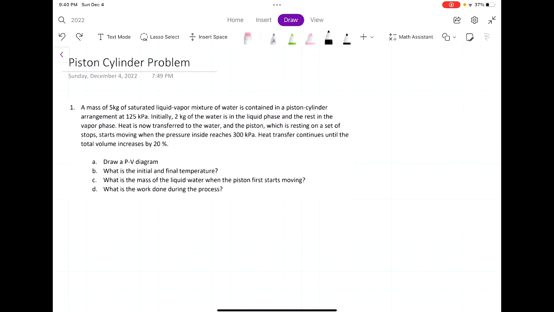vapor phase. Heat is now transferred to the water, and the piston, which is resting on a set of stops, starts moving when the pressure inside reaches 300 kilopascals. Heat transfer continues until the total volume increases by 20%. And then we have to draw a PV diagram. We need to find the initial and final temperature, find the mass of the liquid water once the piston starts moving, and the work that is done during the process.